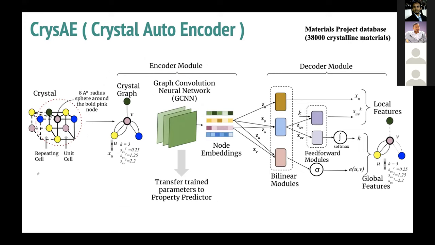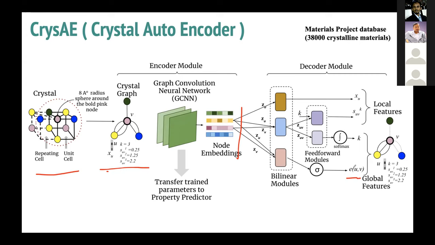What is happening? We have the crystal graph, and from the crystal, we showed this 8 Angstrom sphere technique through which we get the crystal graph. This crystal graph is put into a graph convolution network, through which you get the node embedding. We get the node embedding of each of the nodes. And from each of these node embeddings, through some small feed forward network, we derive whether there is an edge between two nodes U and V and how many edges there are.